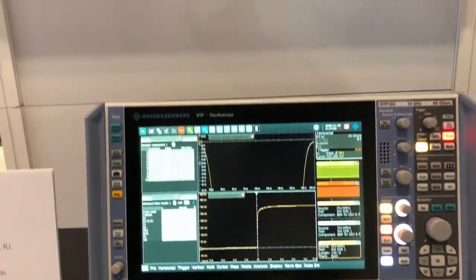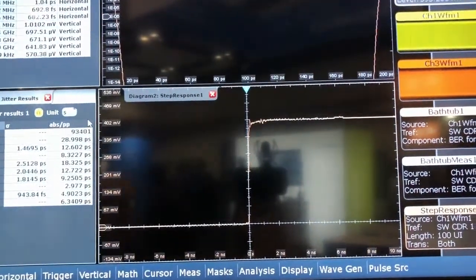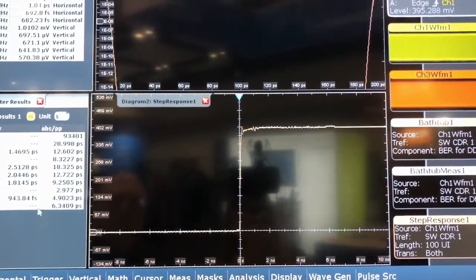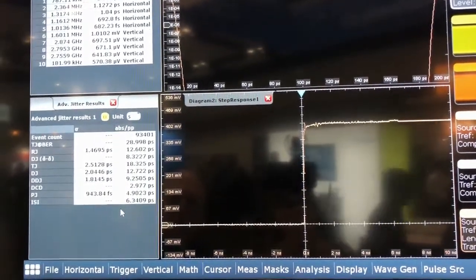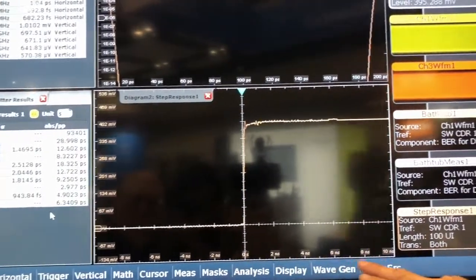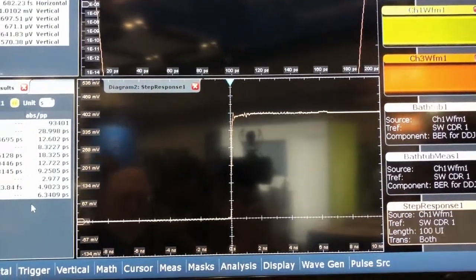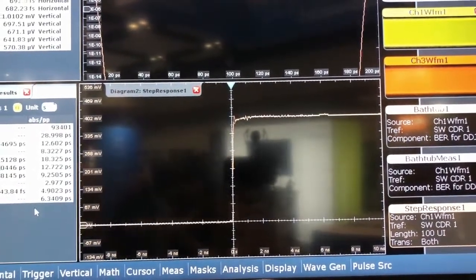So once it's finished computing, this should change. And you can see now it's a much sharper rise time because the channel has a higher bandwidth. You can also see that the ISI is now reduced to 6.3 picoseconds. Now, what's really interesting is this step response is 20 nanoseconds long. That's a big chunk of time. Yep. That's about 100 bits of time.